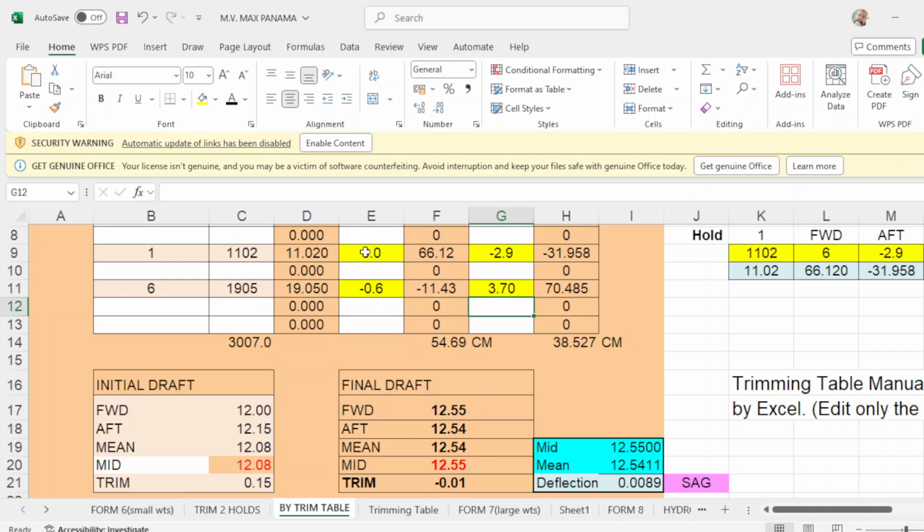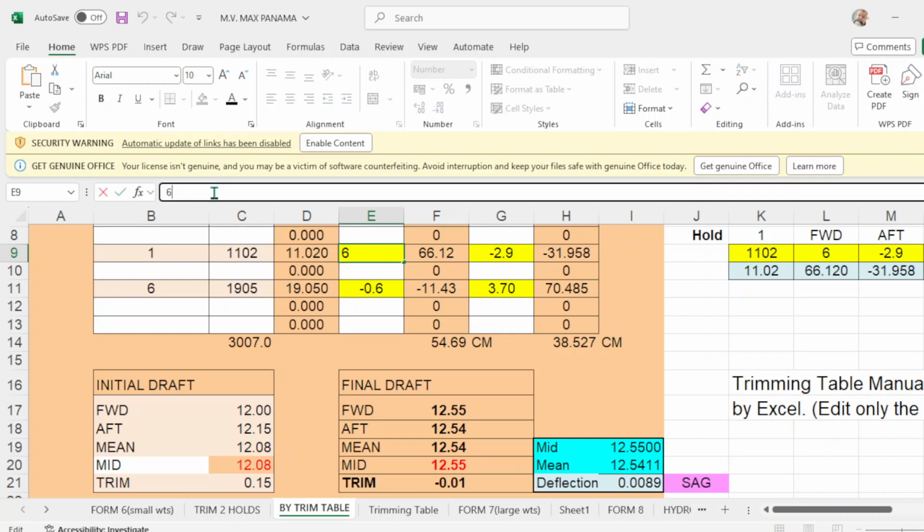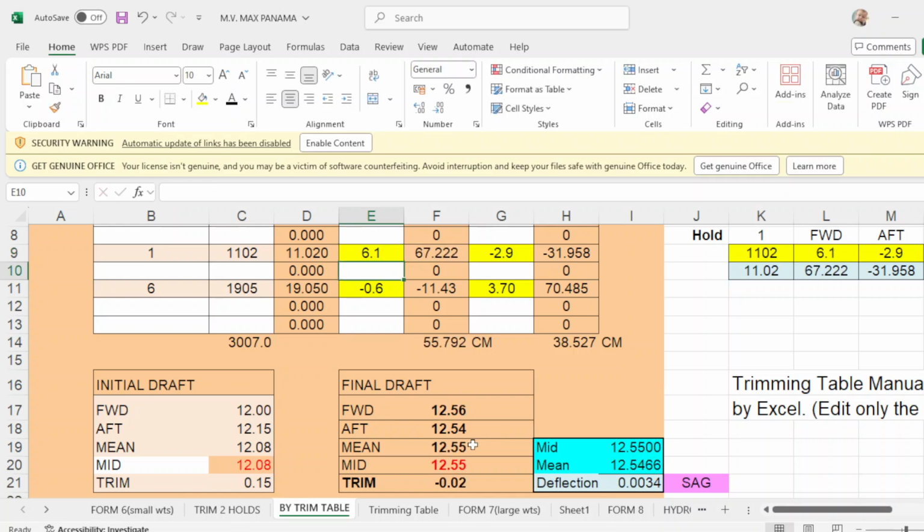So forward, let's make it 6.1. Take note of the forward, drop, trim, and the deflection. Okay, I press enter. So it just increased. So let's make it 5.9. Okay, 5.9. Take note of the drop, forward, and trim. Press enter.